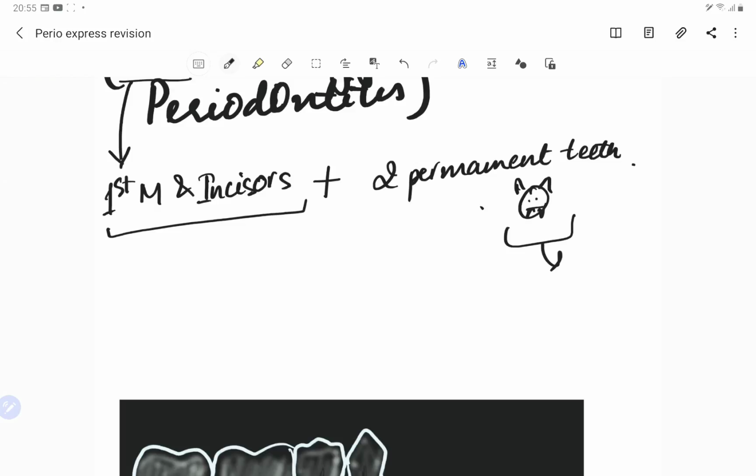And also we sometimes see a defect in cementum formation, which may cause the localized nature of this disease. So basically, you have to remember that the first molars and incisors are the most common teeth involved, along with at least two permanent teeth. These are the important features of localized aggressive periodontitis. So first of all, remember L for localized aggressive, which has a lack of inflammation.